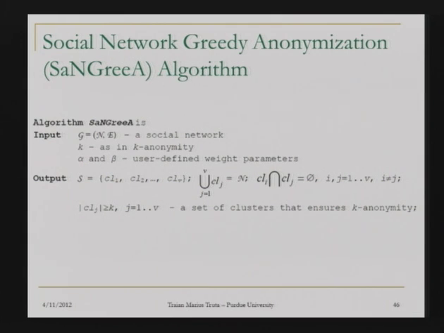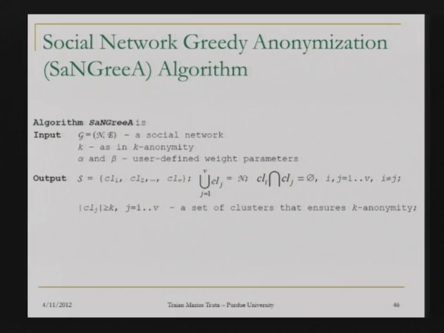In our algorithm, the idea is extremely easy. We start with a social network, we start with a value of k, and we start with two user-defined weight parameters, alpha and beta, which together should be equal to 1. They pretty much weight how much importance we give to node attribute values versus graph structure.